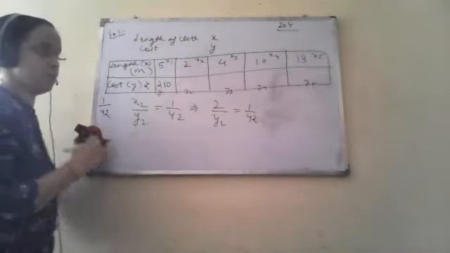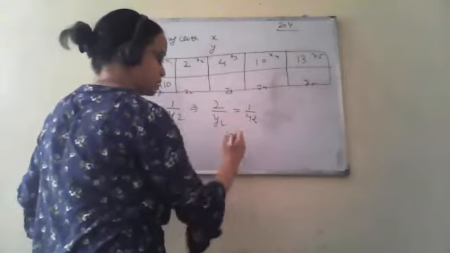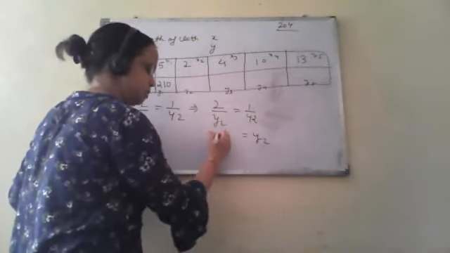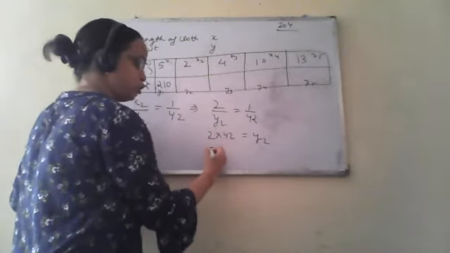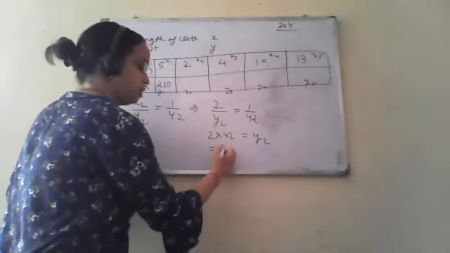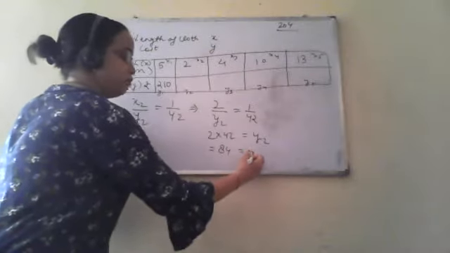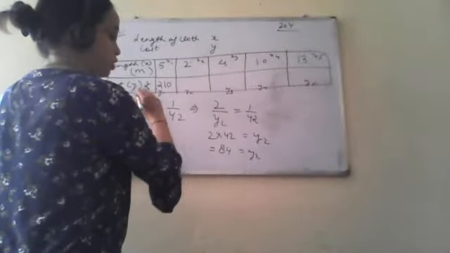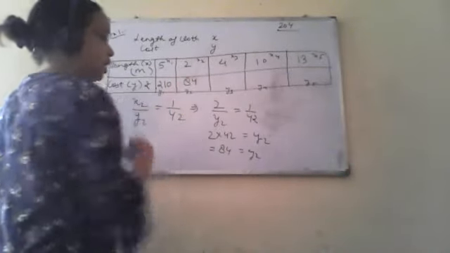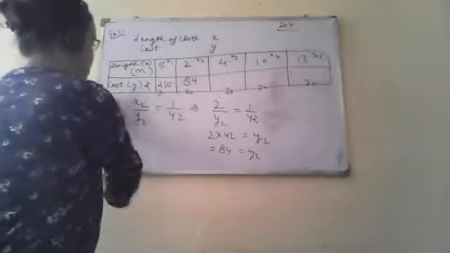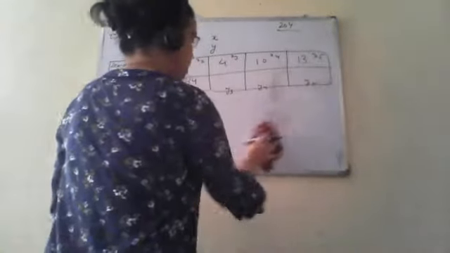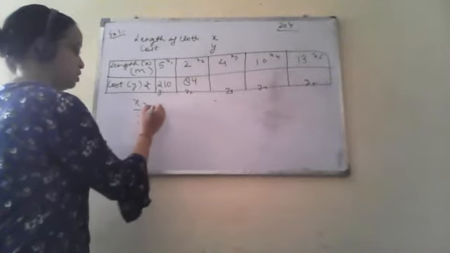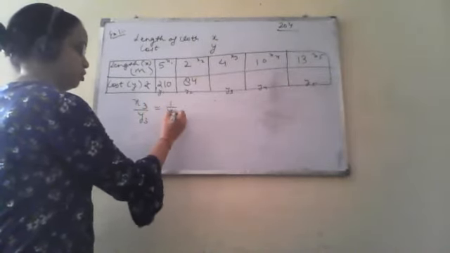This will remain the same. Now if we take this y2 to that side, we can do the cross multiplication. It's simple, 2 into 42 will be 84. That means the value of y2 is 84. That means the cost of 2 meters of cloth is 84. We can write 84 here. Clear? Now similarly, next thing, that is x3 upon y3 equals 1 upon 42.